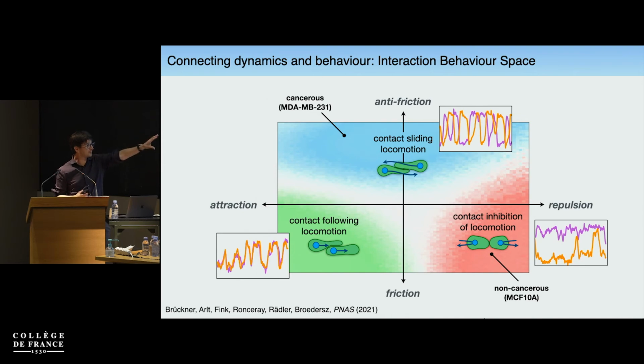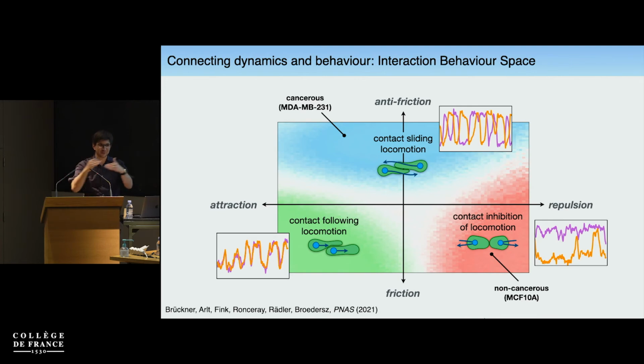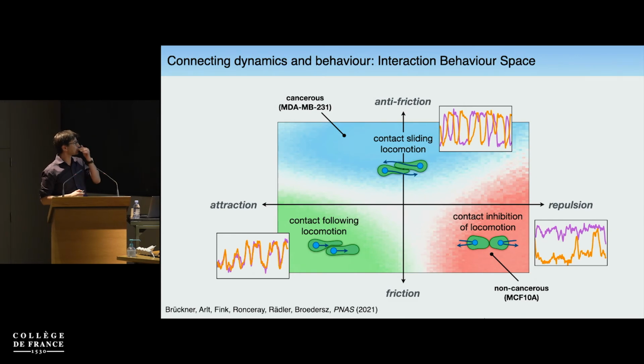So we think that the dominant behavior of this quadrant of the interaction behavior space simply reflects contact inhibition of locomotion. The cancer cell type we actually observed in the opposite quadrant of this interaction behavior space, where the dominant behavior is very different. Here we see a dominance of the sliding behavior. So we term this contact sliding of interactions, or contact sliding of locomotion.